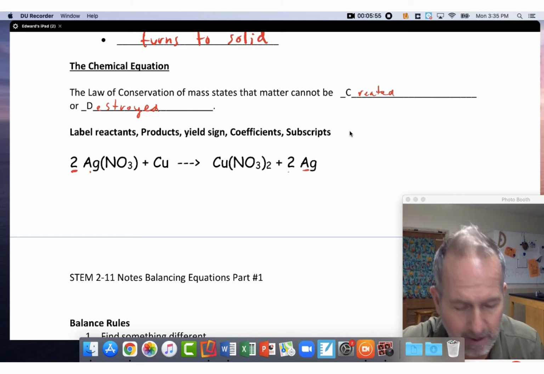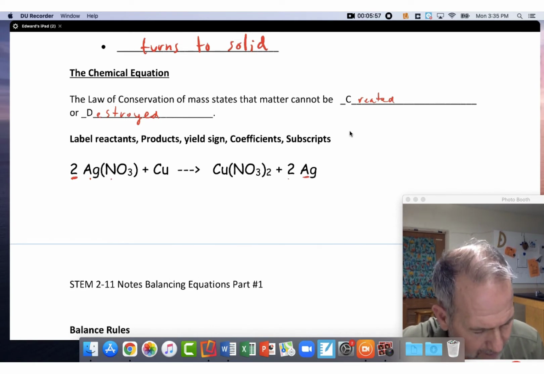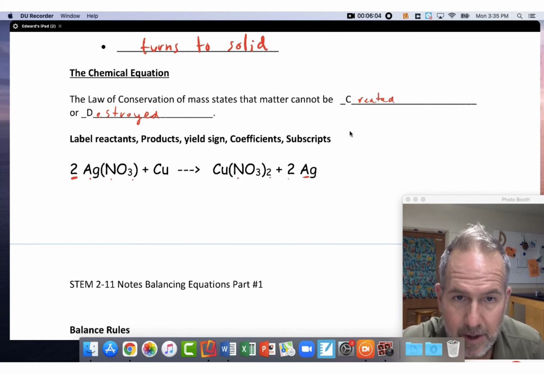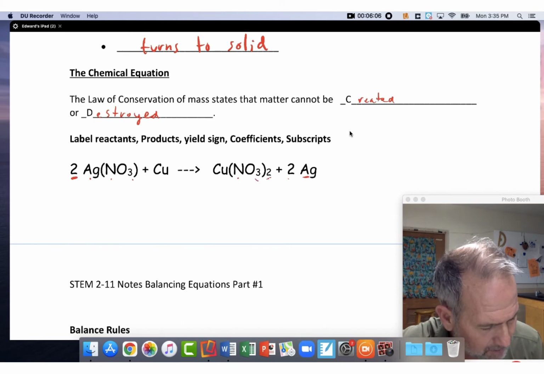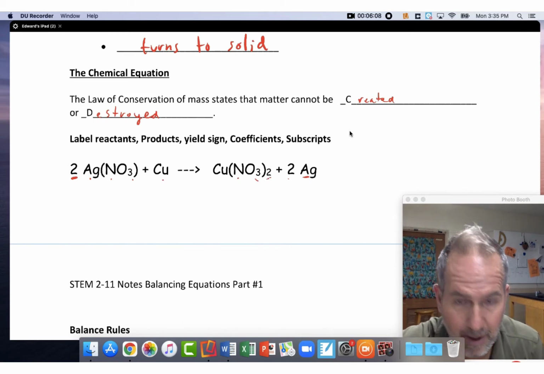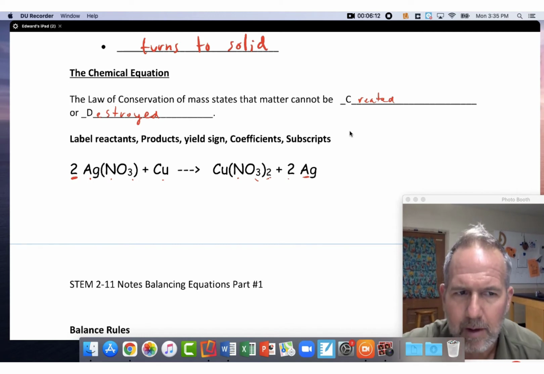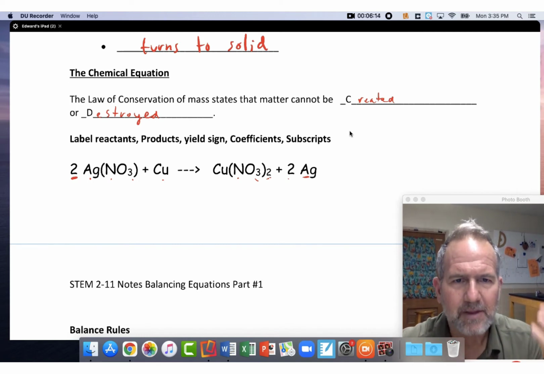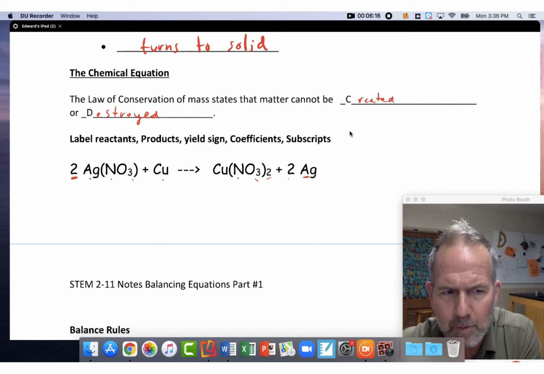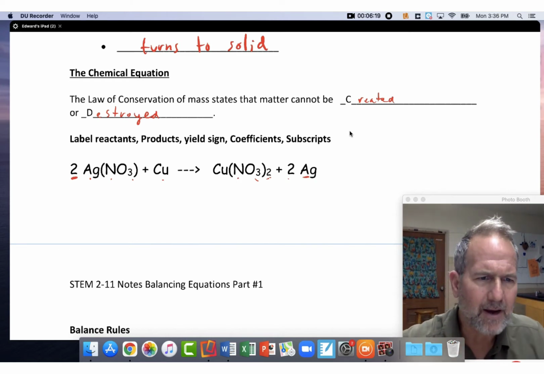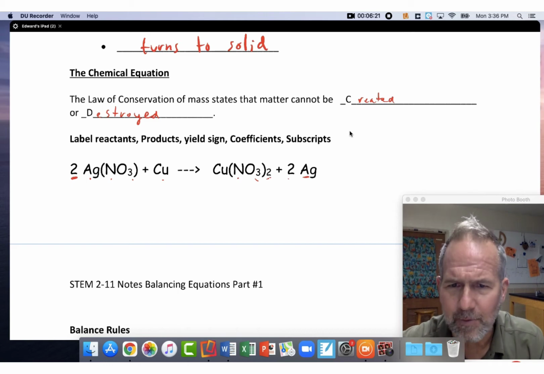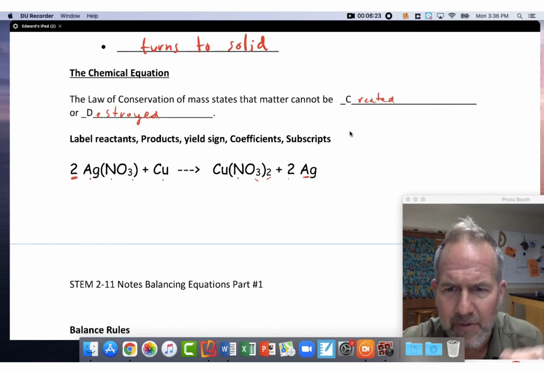It's the same amount. I have 2 N's. There's a 2 outside here, 2 N's. I have 2 times 3, 6 O's, and there's 2 times 3, 6 O's. I have 1 copper, 1 copper. I have the same amount on both sides of that little arrow. So what that's saying is that we have the same number of atoms before the reaction as after. They're just in a different format. They're with different things. Okay.